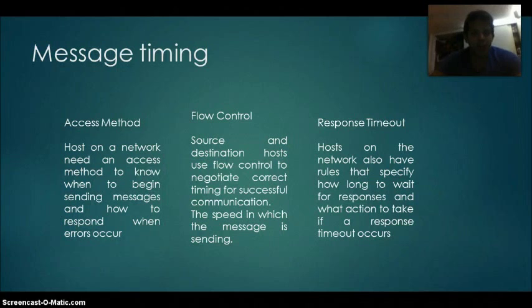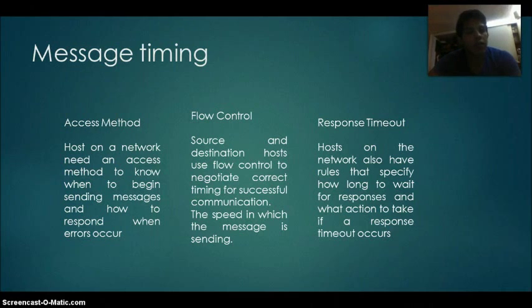There is the message timing. In the message timing, there are three parts. The first is the access method. In the communication, there should be something that says when you can start communicating and how to respond if you cannot start communicating.